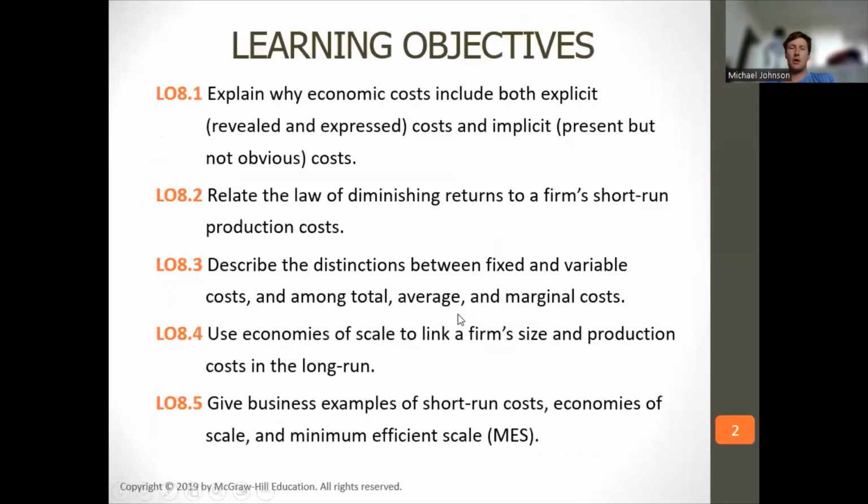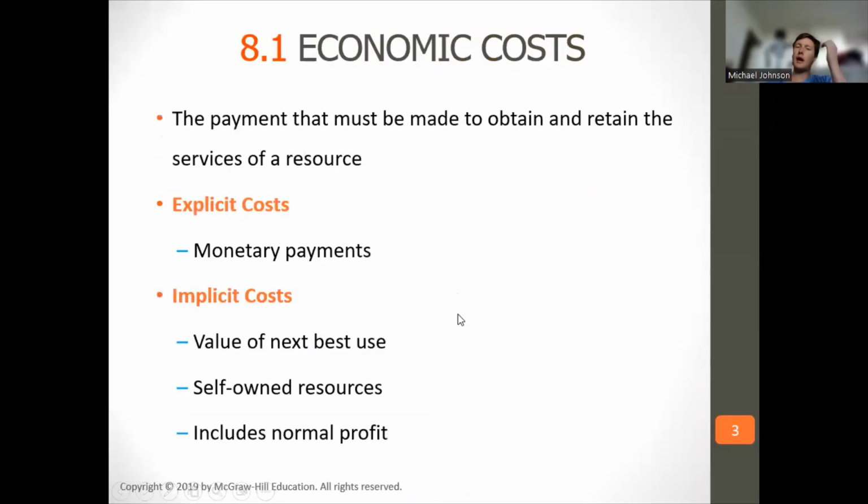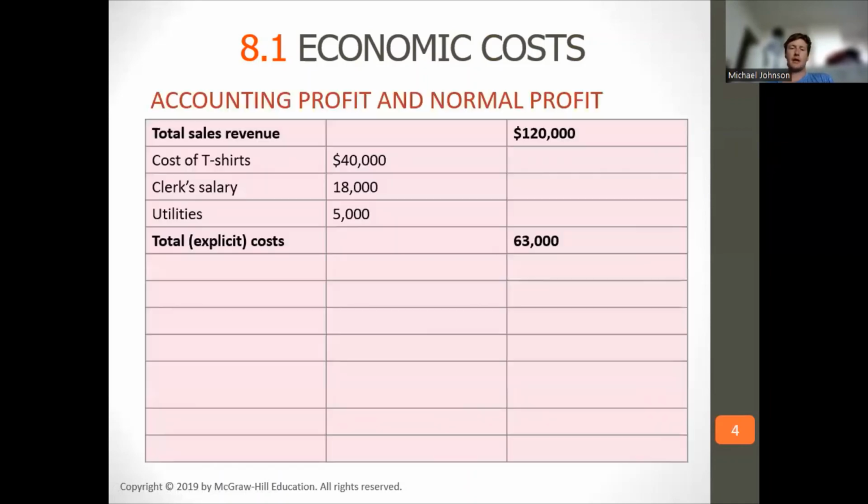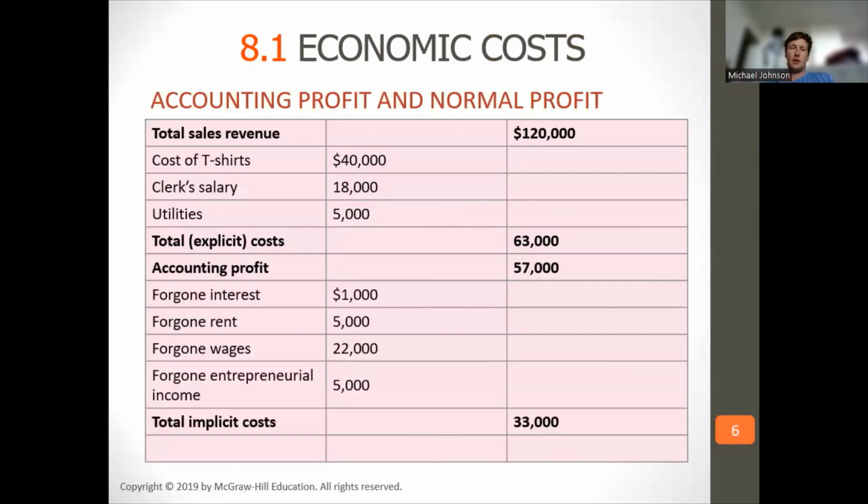You got math, so we'll go through this. Economic cost is the payment that must be made to obtain and retain the service of a resource. Explicit costs would be monetary payments, and implicit costs would be the value of the next best use. So explicit costs are basically cash costs.